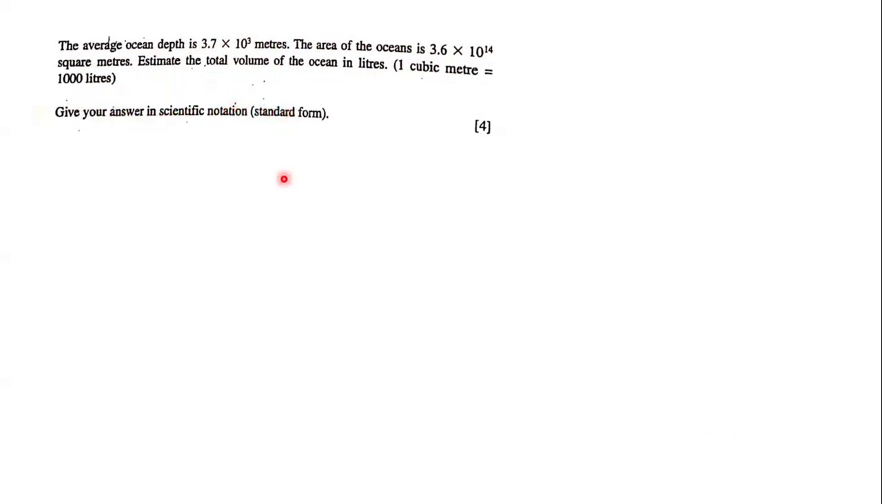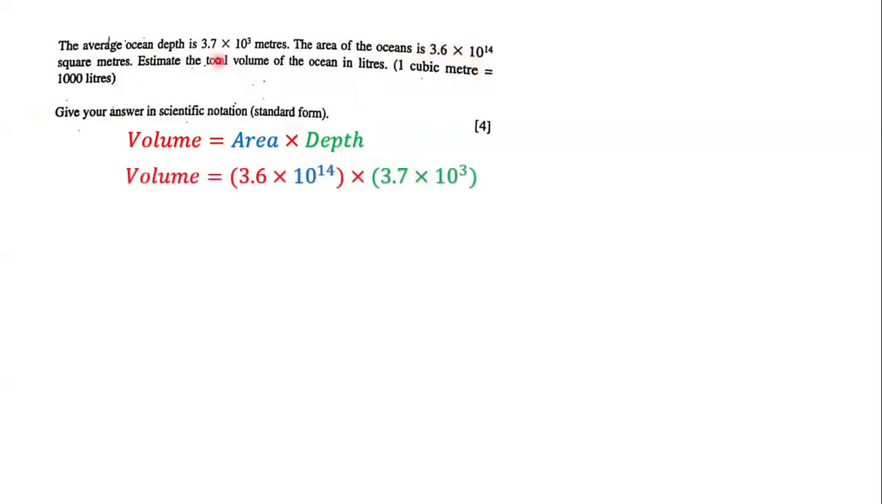Now, the formula for the volume is area times depth. Now, what is the area? Well, the area is 3.6 times 10 to the power 14, and the depth is 3.7 times 10 to the third power. And so we have 3.6 times 10 to the 14 times 3.7 times 10 to the power of 3. Now, what we're going to do here is group all of the decimals, and then group all of the numbers that have base 10.